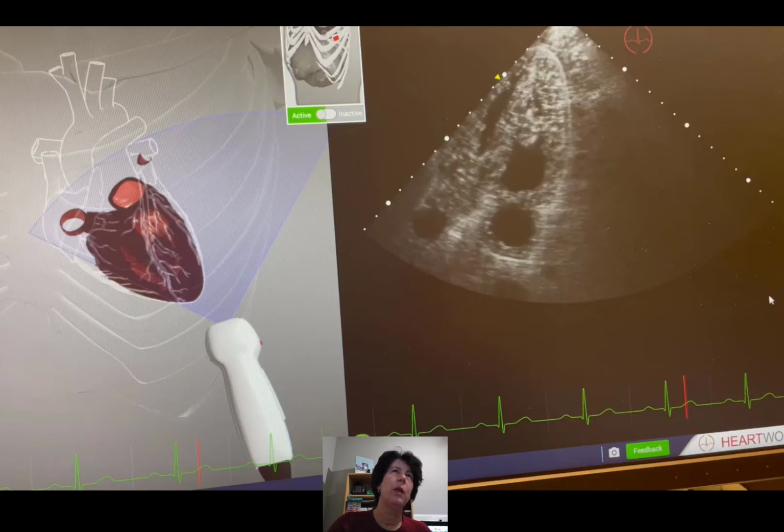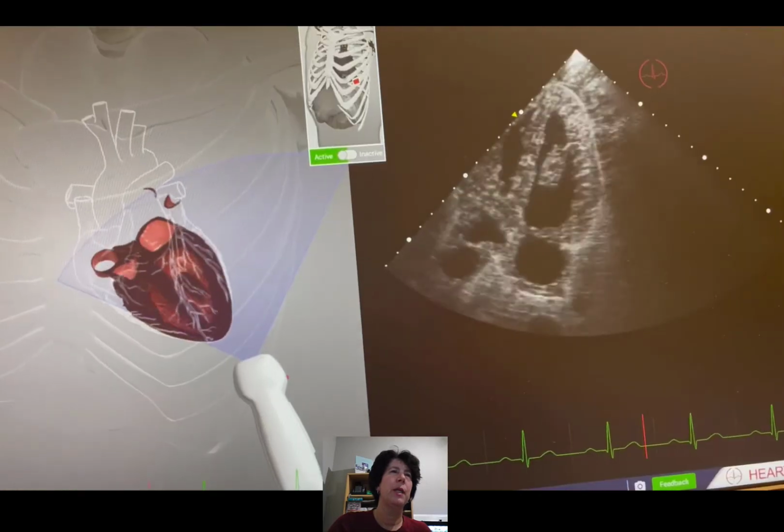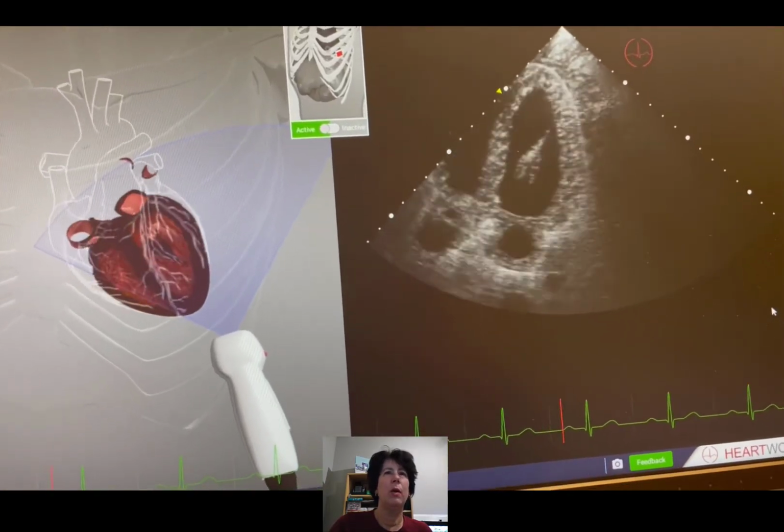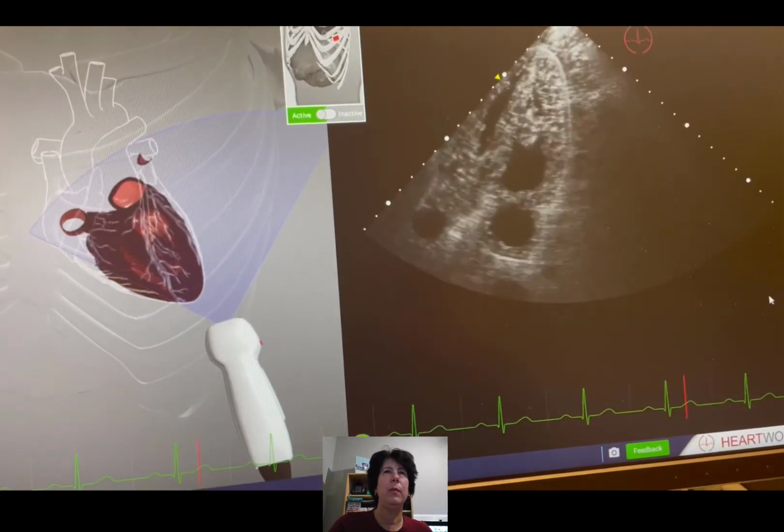So what you have to do in this instance is to bring that probe handle down so that the beam points up more into the chest so you can get the full atrium. So really dig into those ribs and get the heart nice and long is what you would do to fix this.